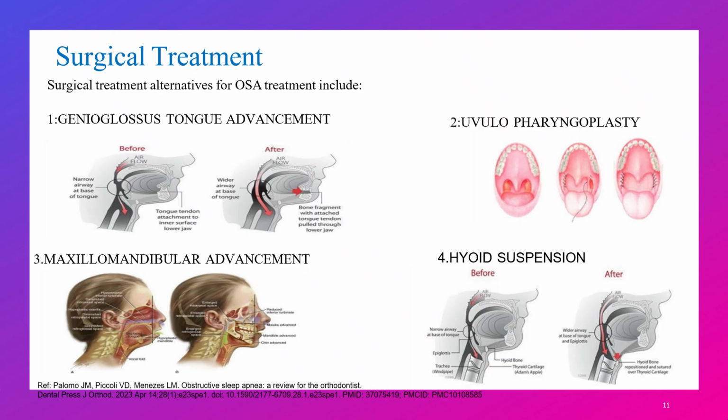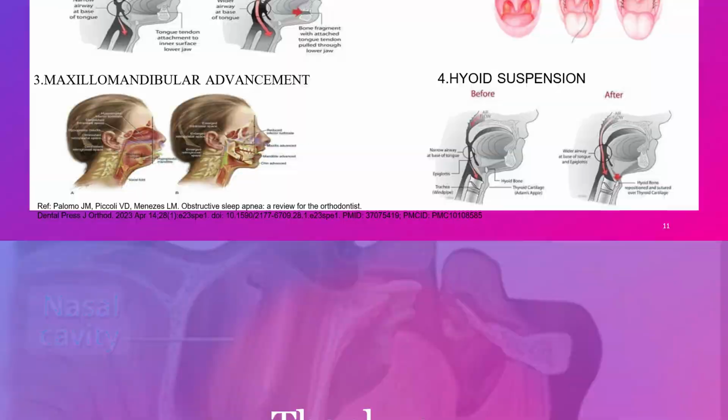As you can see in the figure, the bone fragment with attached tongue tendons is pulled through the lower jaw and you widen your airway. Uvulectomy is done, in which the uvula is excised and more space is formed. The other is mandibular advancement, in which the mandible is advanced forward, and hyoid suspension is done. The hyoid bone is sutured over the thyroid cartilage.